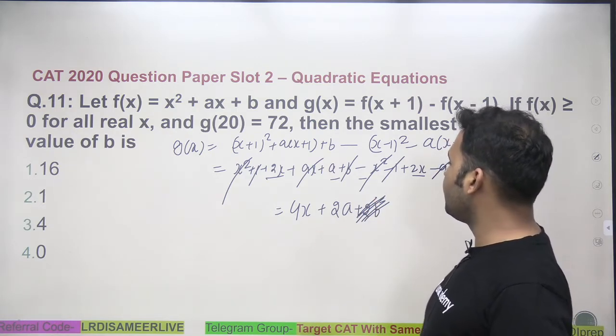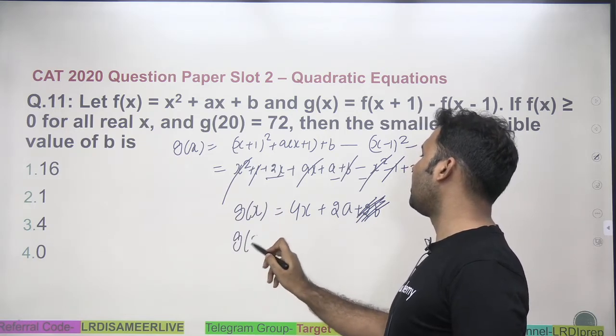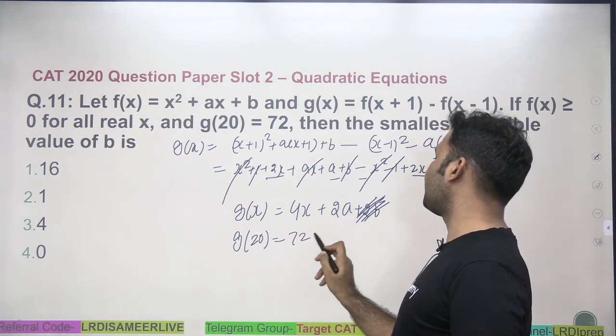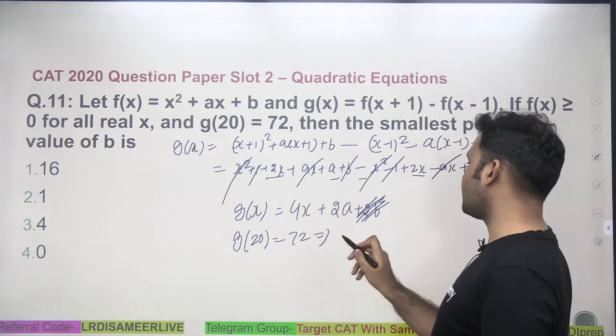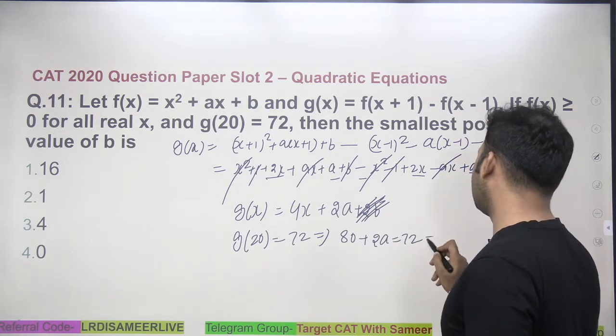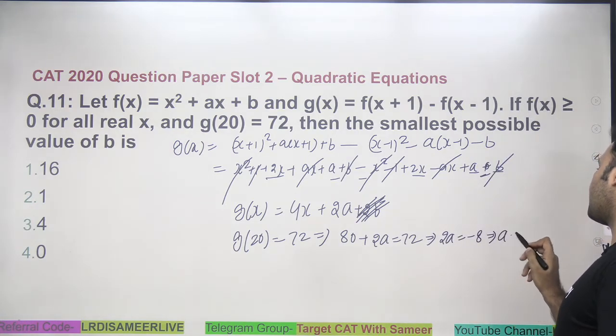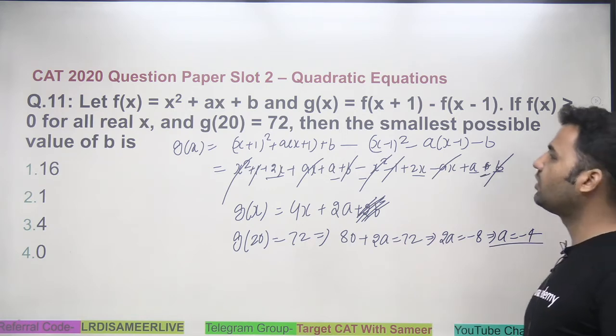Because it is given that this is g of x, that means g of 20 is given to us as 72. So can I put x as 20 here? That means 80 plus 2a will be equal to 72. So 2a will be equal to minus 8, or can I say a will be equal to minus 4?